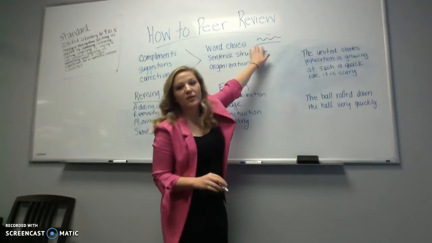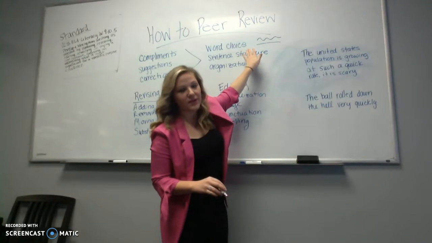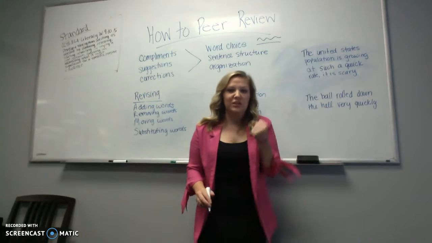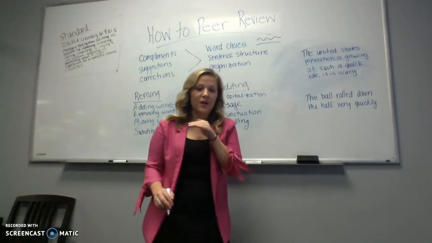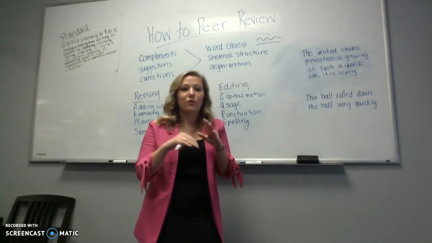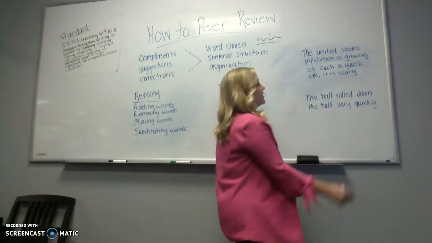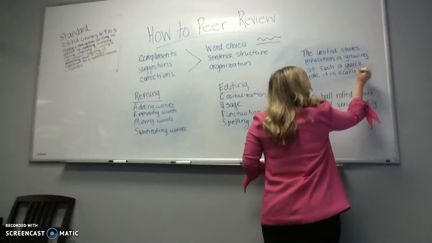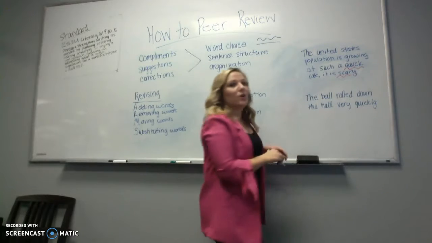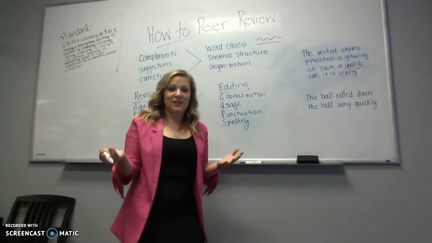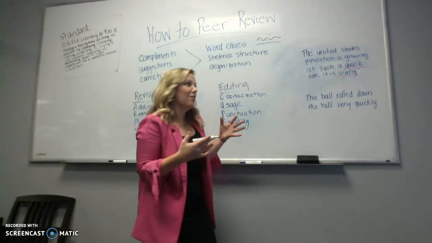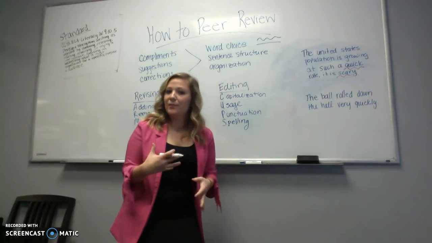So I have a squiggle and a straight line here by word choice. When we have a word that we think is strong and good, we're going to put a straight line. When we have a word that's, well, iffy, we're going to put a squiggle. So if I were reading this sentence in my friend's paper, I would say quick and scary are iffy words, because at this high school level, we can think of better, higher vocabulary words to go here.